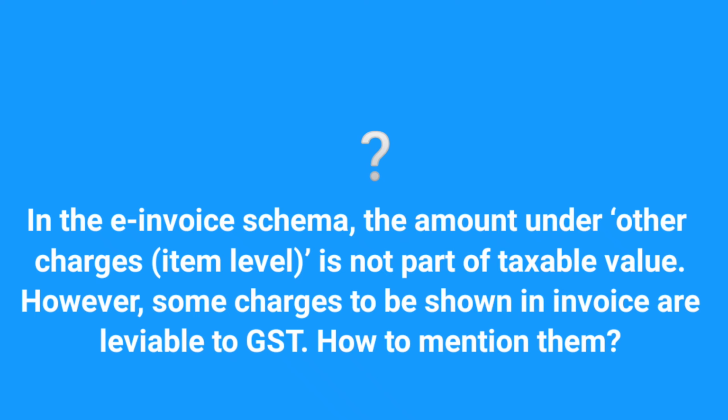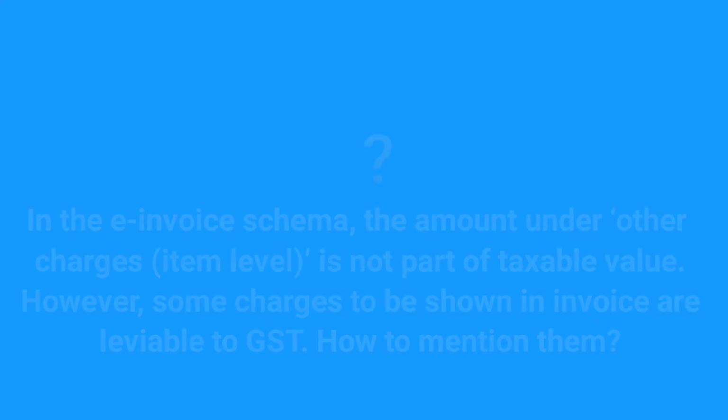In the invoice schema, the amount under other charges, that is at item level, is not part of the taxable value. However, some charges to be shown in an invoice are leviable to GST. So how to mention them? Such charges can be mentioned which are taxable, for example, the freight, insurance, packing and forwarding charges. It may be added as one more line item in the invoice.